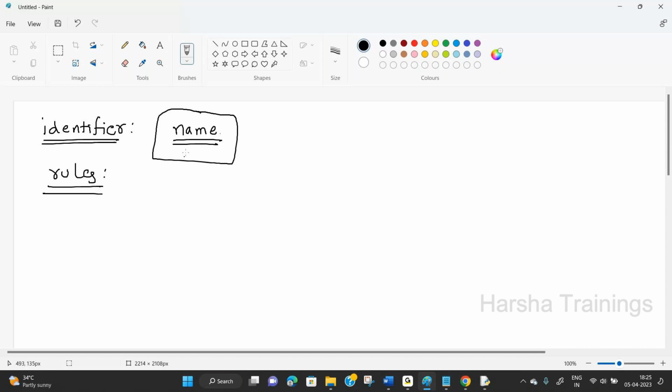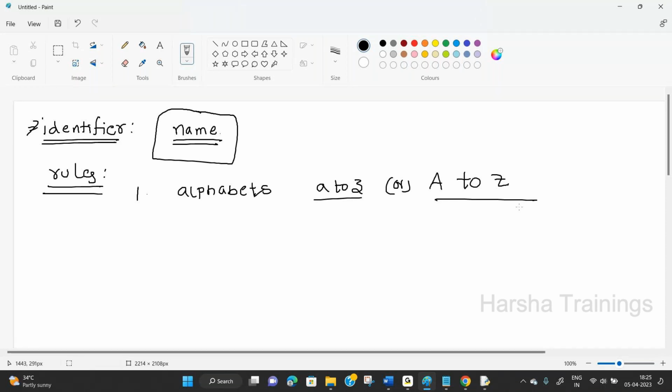What are the rules? First one, a name consists of alphabets. I think this is the most important topic, yes or no? Without knowing this topic, that means without knowing ABC, we are entering into words. So a name consists of alphabets. Alphabets in the sense you know, small a to z or capital A to capital Z. Remember, both are different. Lowercase letters and uppercase letters both are different. Now a name consists of alphabets, either lowercase or uppercase.